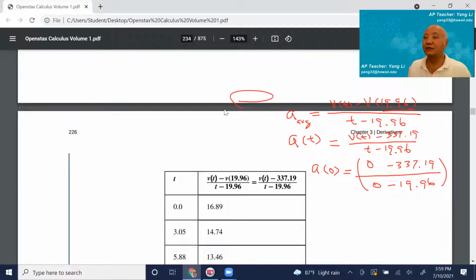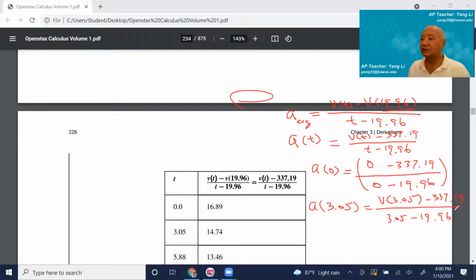So you can do the other ones. For example, let me do one more for you. You get t equals 3.05, right? So you need to find V(3.05), the velocity at that time, minus 337.19, and then we divide it by 3.05 minus 19.96. Put parentheses there, okay? Now you need to determine what this is first. This one we got from the table before.